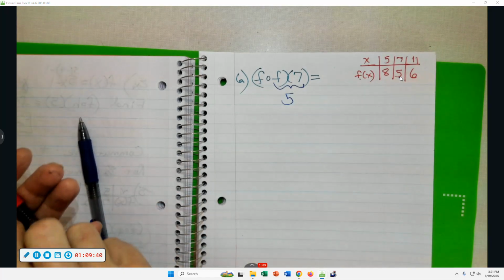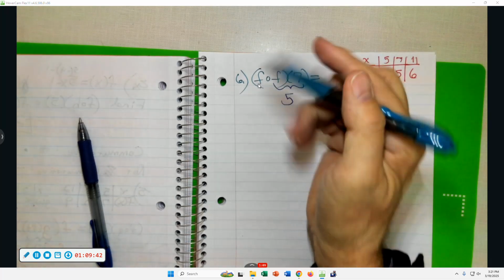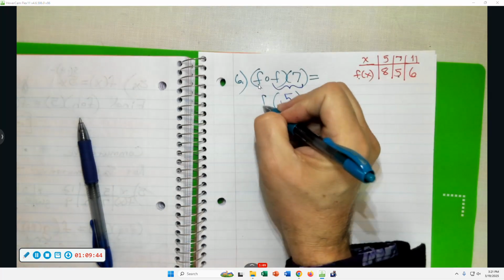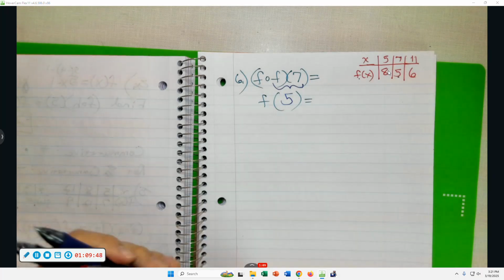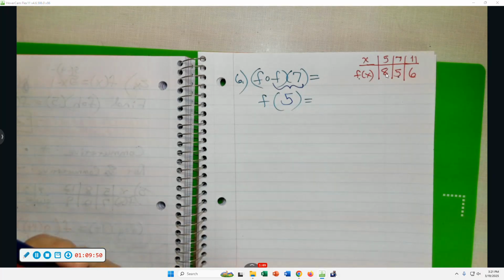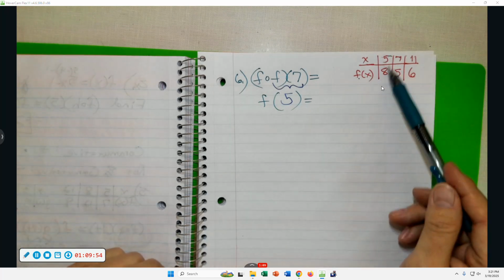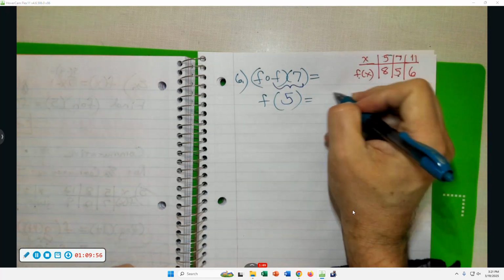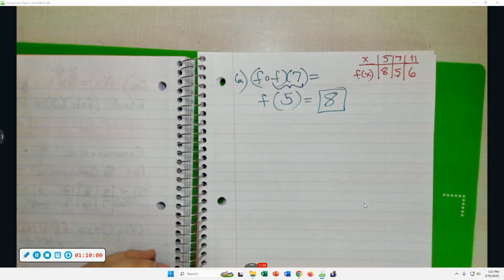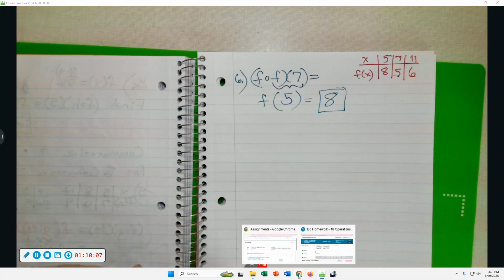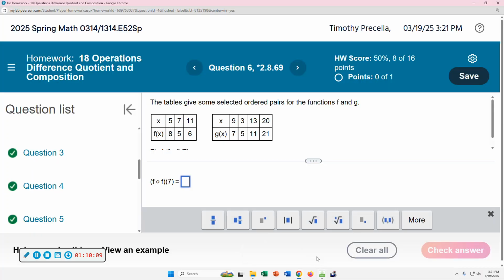We still have this other F sitting out there. What's F of 5? Go to the F table. What does it assign the number 5 to? 5 is assigned to 8 for my final answer. Any questions there? There's really not a lot of writing to this one. 8.